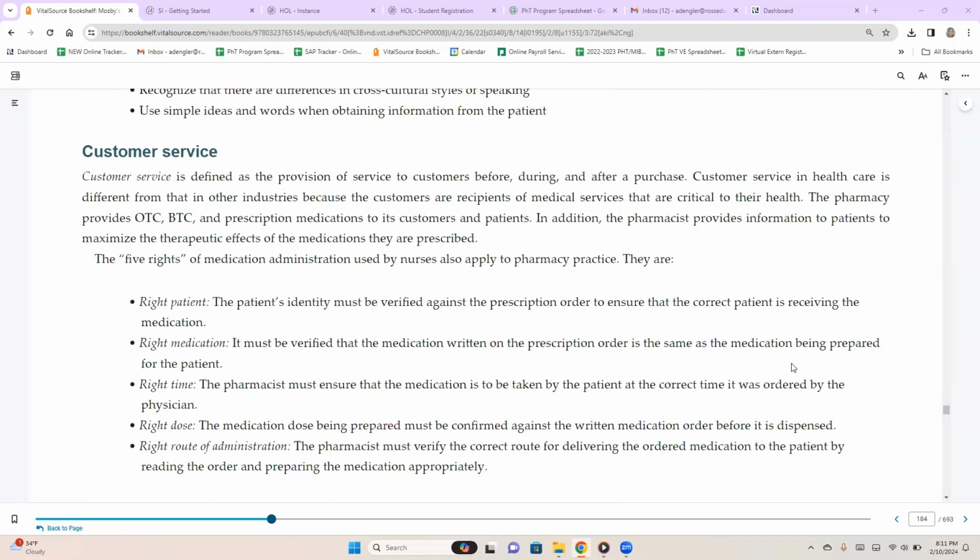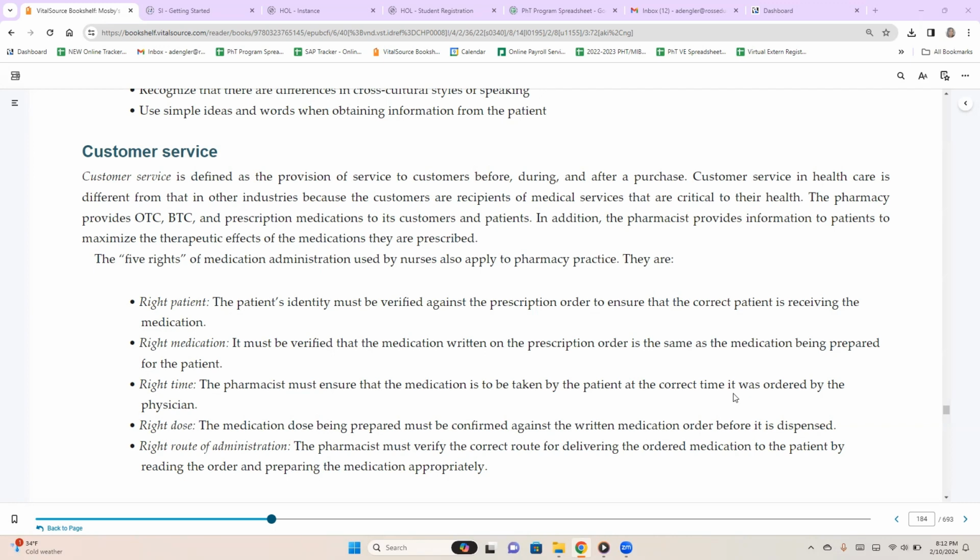Customer service is defined as the provision of service to customers before, during, and after a purchase. Customer service in healthcare is different from that in other industries because the customers are recipients of medical services that are critical to their health. In the pharmacy, we provide OTC, BTC, and prescription medications to the customers and patients. In addition, the pharmacist provides information to patients to maximize therapeutic effects of the medications they are prescribed.